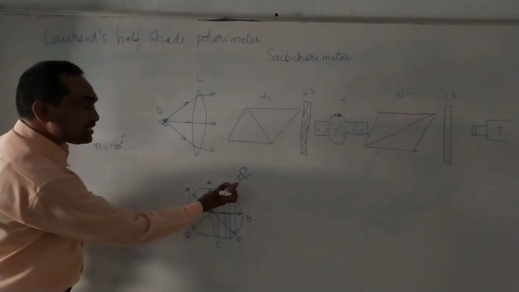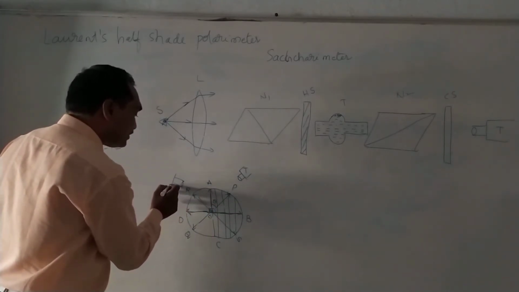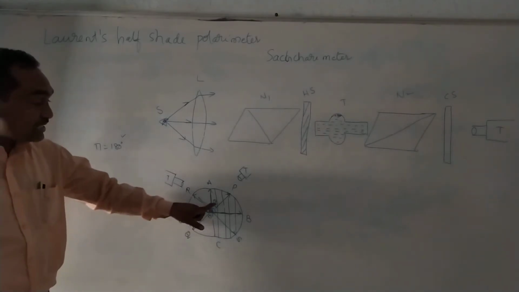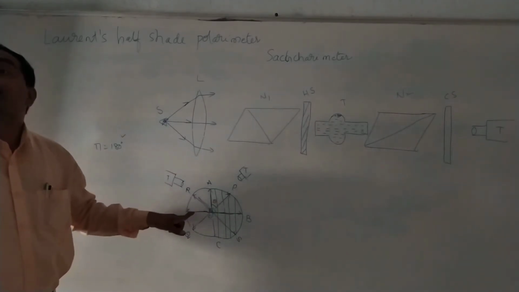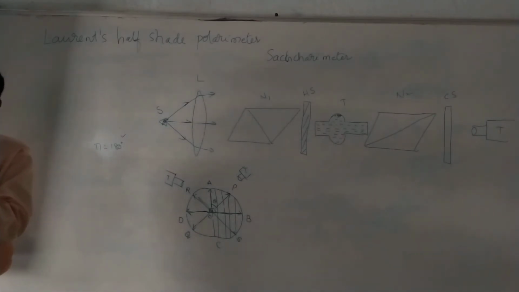When we rotate the traveling microscope eyepiece along the direction of RS, in which case this is bright and this is dark. Again, half of the plate is dark, half of the plate is bright.